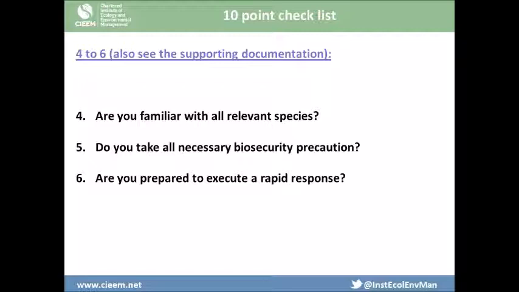Are you taking all necessary biosecurity precautions? Are you absolutely sure that when you're out in the field, you're behaving in a way that minimises the risk of any spread? And then the sixth question: are you prepared to execute a rapid response? Brilliant, thanks, Mike. I'm just going to launch those so that people can pose their answers.